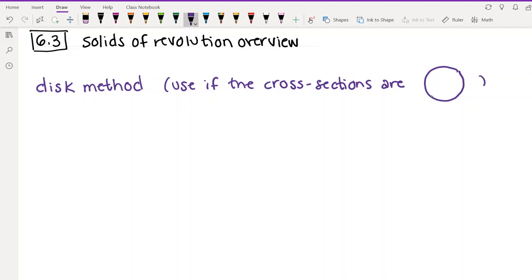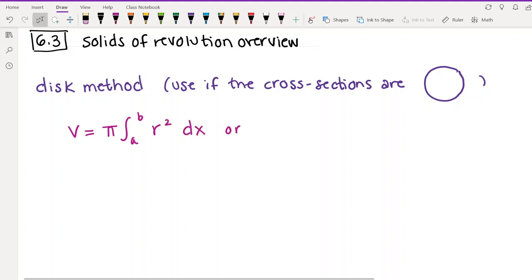So if your cross sections are circles, then you can use the disk method, and the disk method says that the volume is equal to pi times an integral from a to b of r squared dx, or if you're integrating with respect to y, it will be an integral of r squared dy. Where what is this r? The r is just the radius of your circular cross section. We'll talk pretty soon about how you know whether you're integrating with respect to x or y. So we'll get to that.